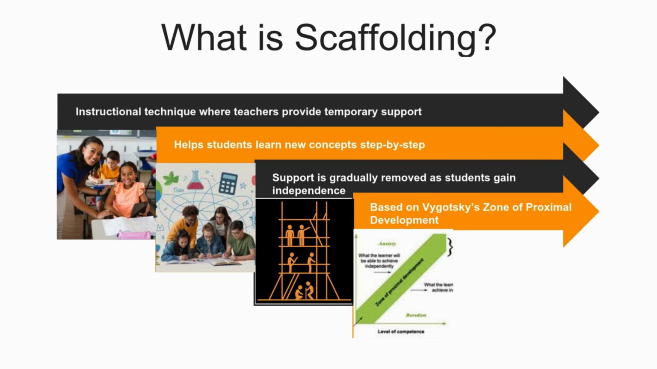Productive struggle is good, but even in that, think about training wheels on a bike. You have the training wheels, so they're learning to balance themselves, but they have support around them. It helps students learn new concepts step by step. So instead of just immersing them in the concept, you're going to take it a little bit at a time. Support is gradually removed as students gain independence.